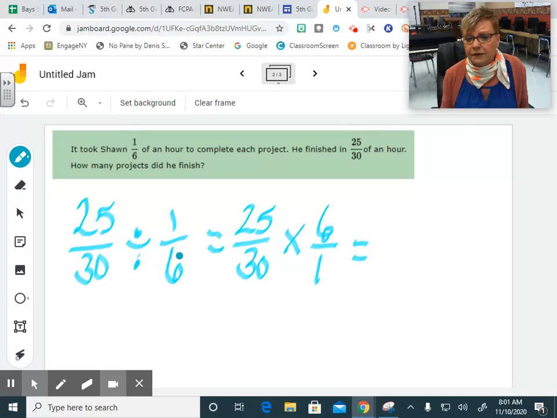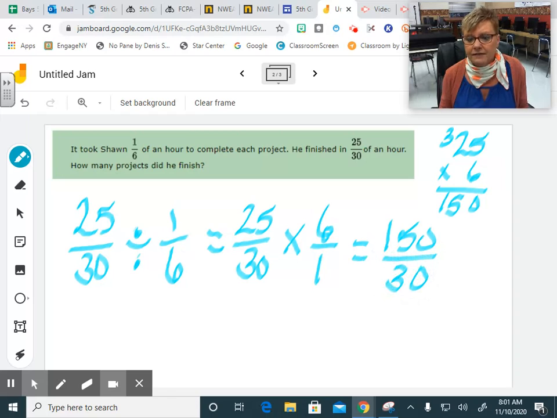Got some big numbers here. 25 times 6, 150. So I have 150 30ths. Ooh, I see that's kind of a crazy improper fraction, so I'm going to have to divide that out. 30. Remember what we said about the power of those magic zeros a long time ago? I'm going to throw those away.